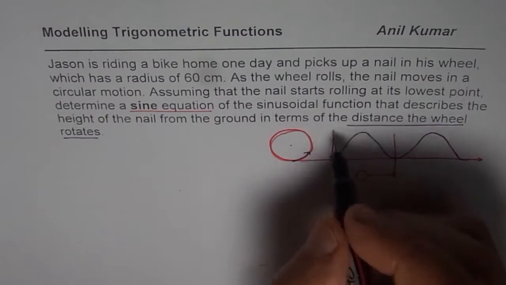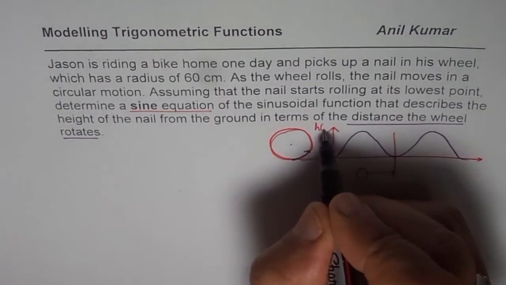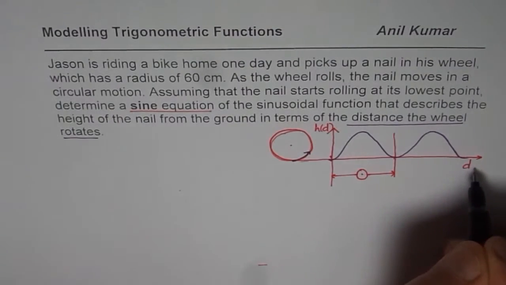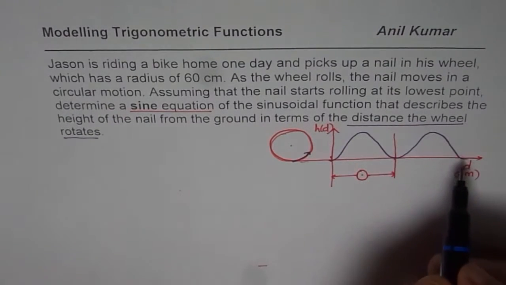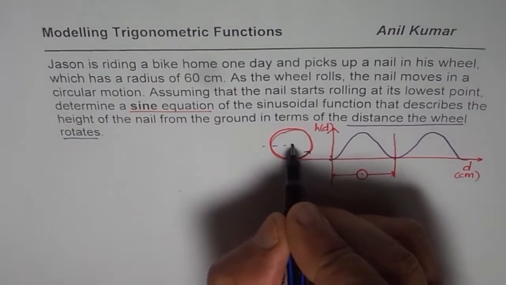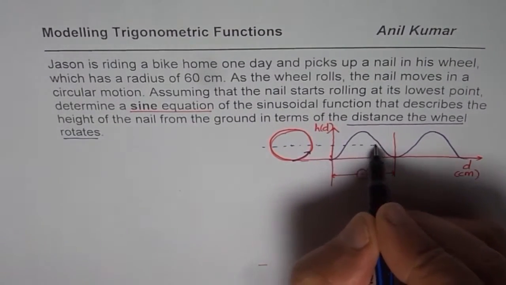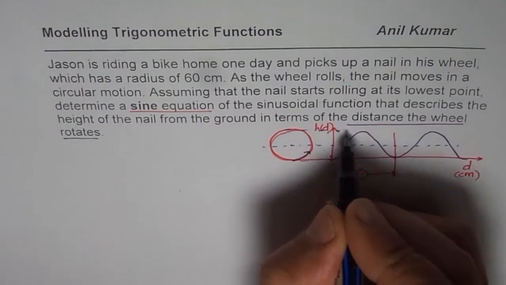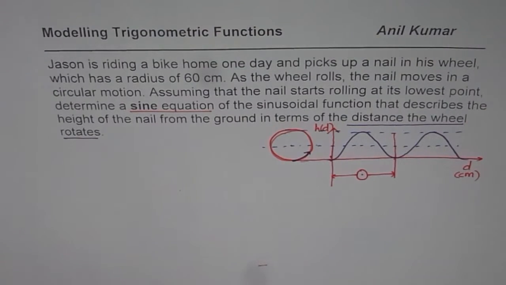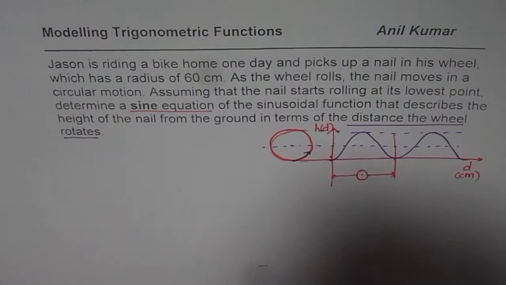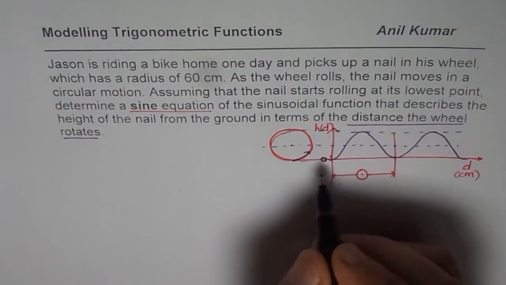So what we have here is height of the nail as a function of distance d, and on this side we have distance. Let us say distance is in centimeters, since we are given radius in centimeters. Now let us try to develop the model, a sinusoidal model for this particular sinusoidal wave, right? So what we have here is kind of axis. So this is the axis. And that should be the maximum, correct? So that is the maximum. And this is the minimum value.